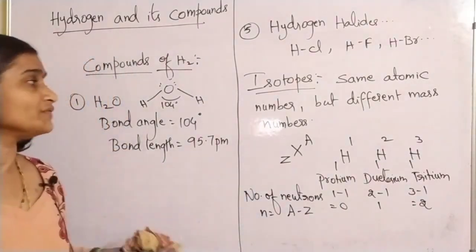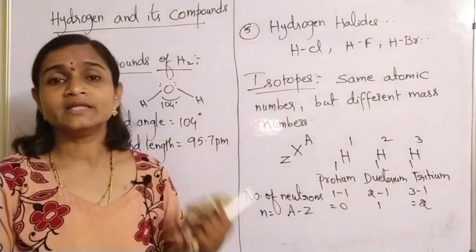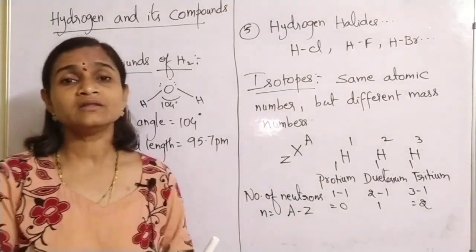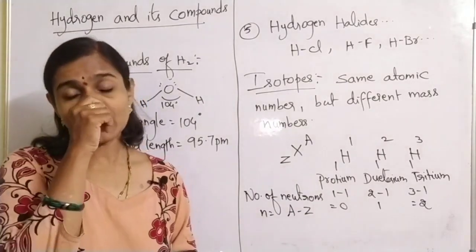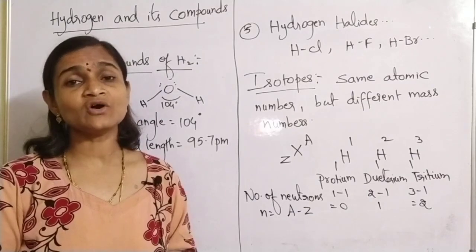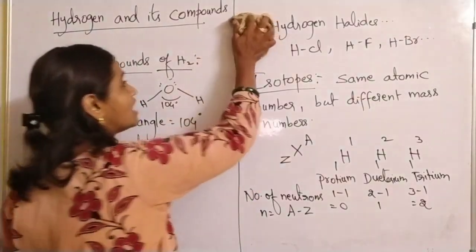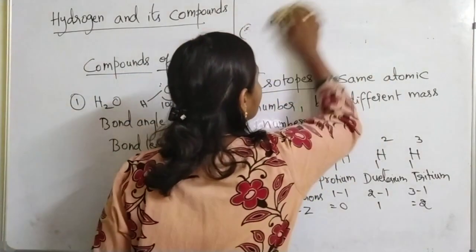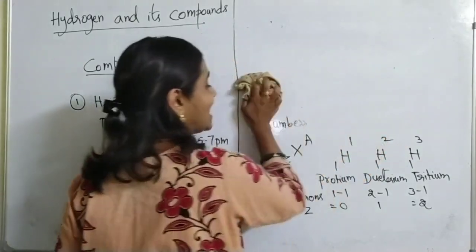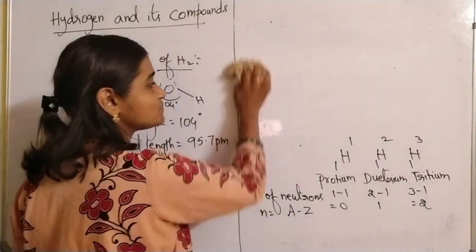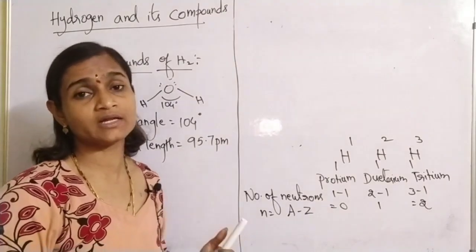Then the next compound is ammonia. But before we go to the next compound, you have to learn some important points regarding water. Here you will come across a kind of water which is called what? Hard water. What is hard water? Hard water is the type of water which does not give lather with soap. Lather means foam. Foam will not come.